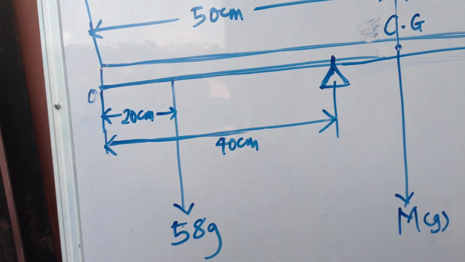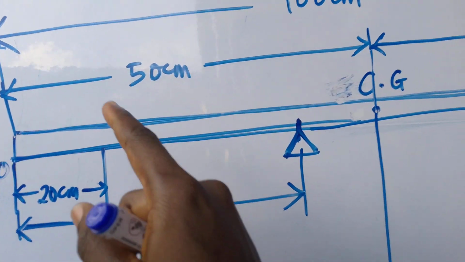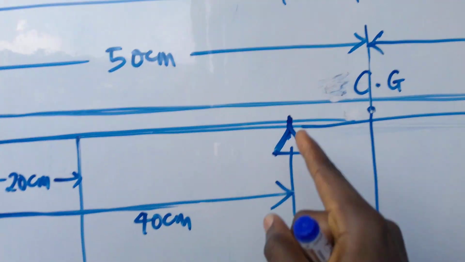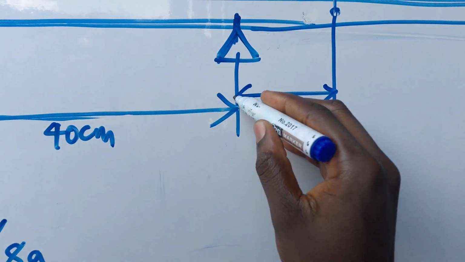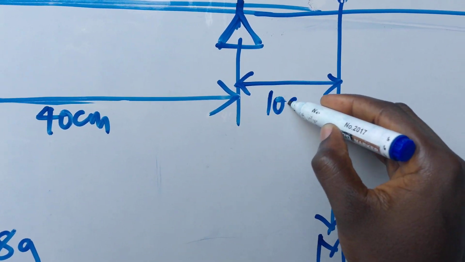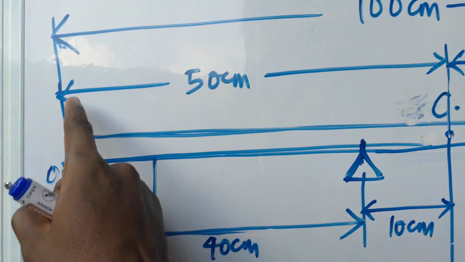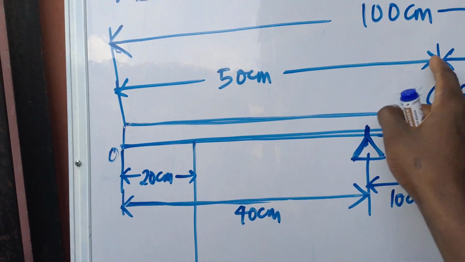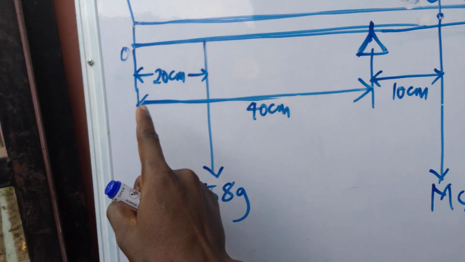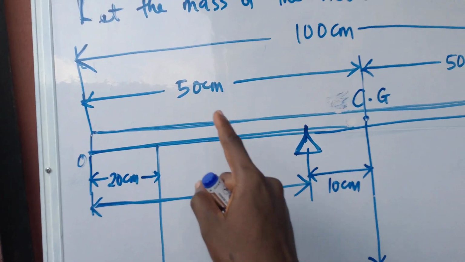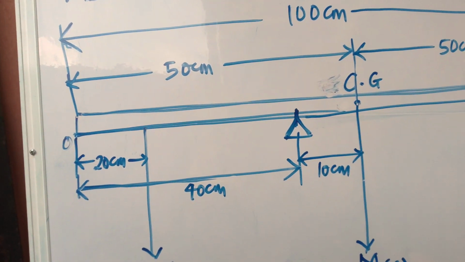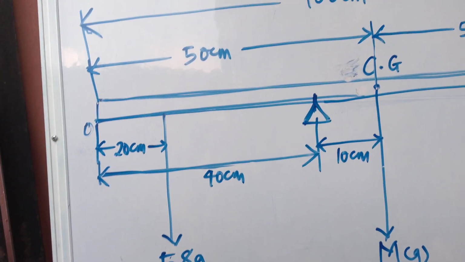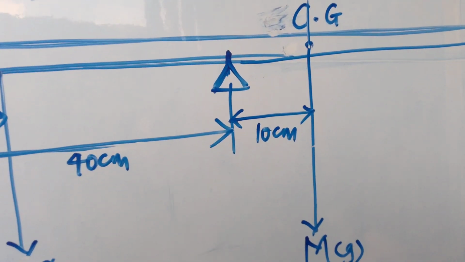Okay, this is exactly where the pivot is placed. So from here to here is 50. 50 minus 40, this other side will be 10. That is, if the distance from this point to this point is 50, and from here to here is 40, 50 minus 40, this side will be 10 centimeter. Okay, so we take note of that.